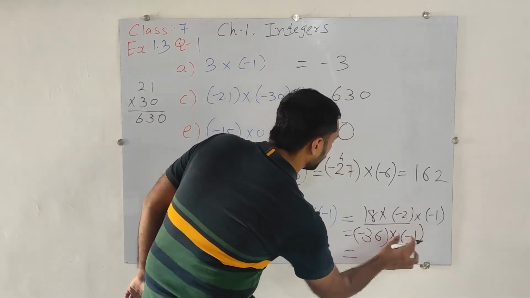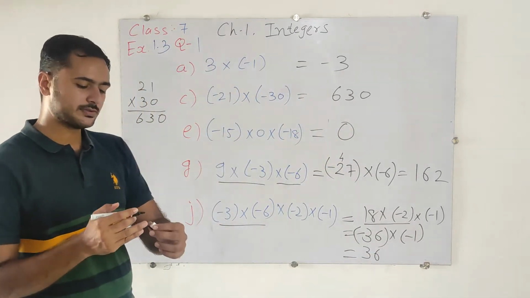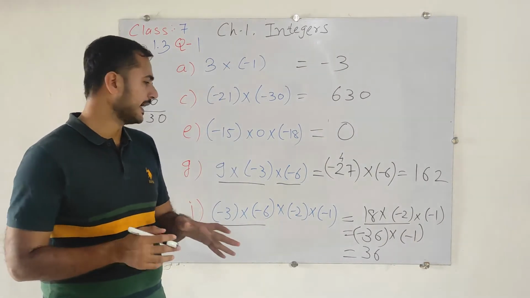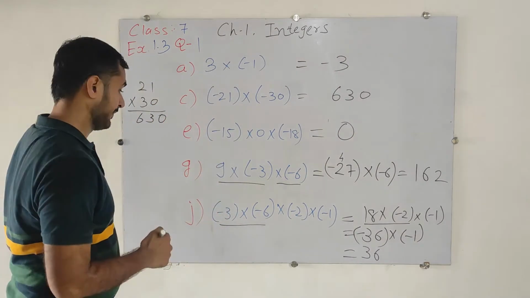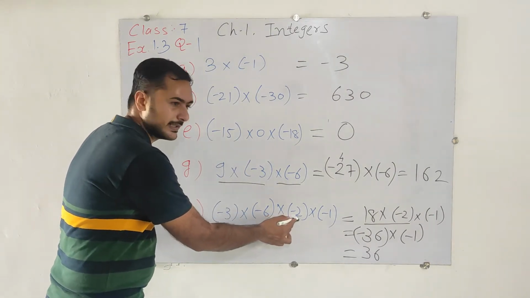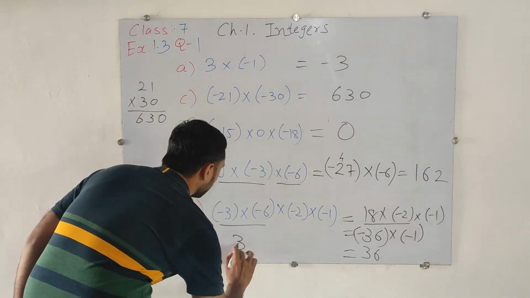So 36 ones are 36. And which sign will we put? Positive one. Okay. One more way is there to do that, and that's really simple. How? 3 sixes are 18, 18 twos are 36, 36 ones are 36. So 36 is the answer.